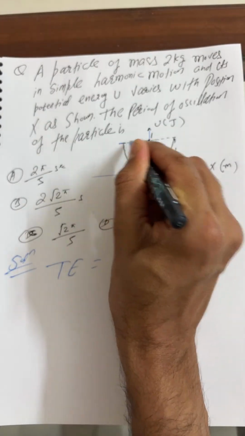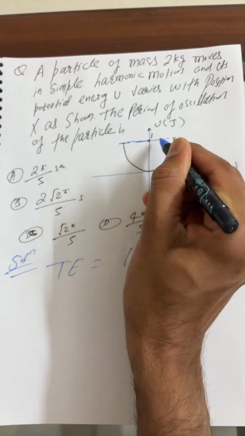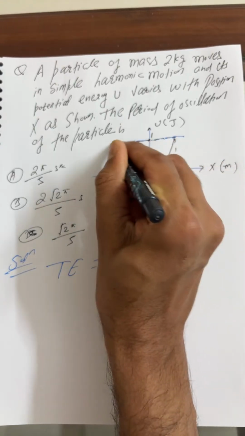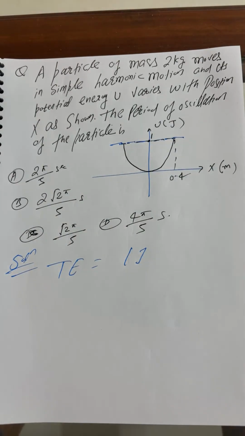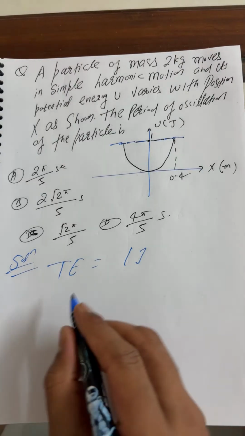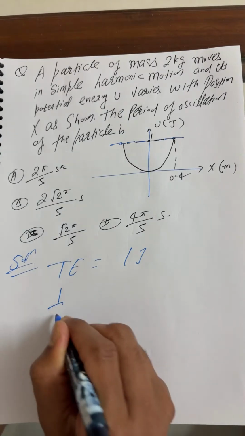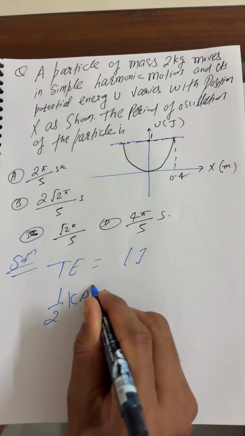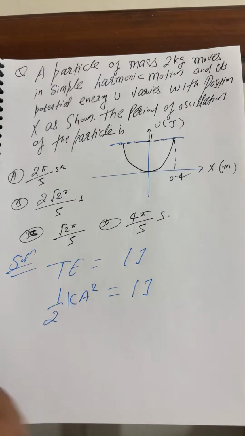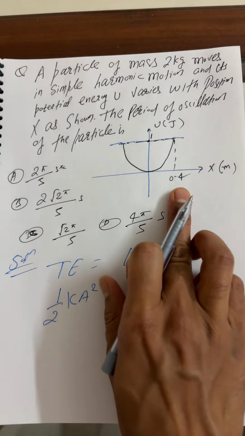And they also mention here it's a dotted line. I hope all of you remember it. It's the total energy, so the total energy is mentioned here as 1 joule. So here, students, the total energy is half K A squared, which equals 1 joule.